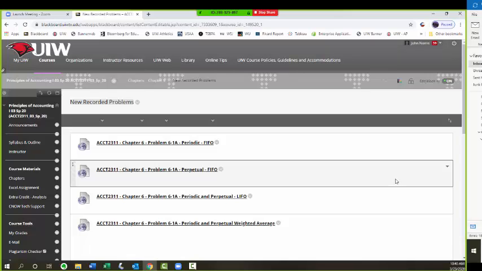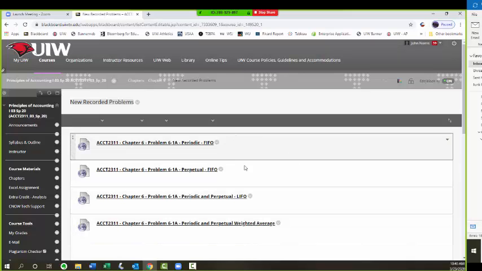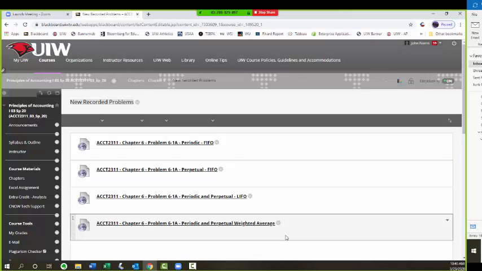The problem set is 6-1A, and I've gone through and recorded it under both the periodic and the perpetual method, what the value of ending inventory and the value of cost of goods sold under FIFO, LIFO, and weighted average. So all of those, they average, some are as little as 6 minutes, some are 15 minutes. So they're short little videos of me solving the problems out of the back of the book. So go ahead and do that.